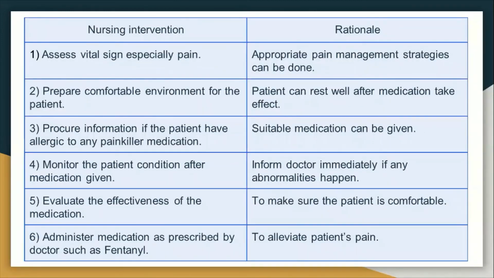The interventions that can be done on the patient: assess vital signs, especially pain, so that an appropriate pain management strategy can be done. Next is to prepare a comfortable environment for the patient, so that the patient can rest well after the medication takes effect. Then procure information on whether the patient has an allergy to any painkiller medication so that suitable medication can be given. Other than that, monitor the patient's condition after medication is given so that the doctor can be notified immediately if anything happens.